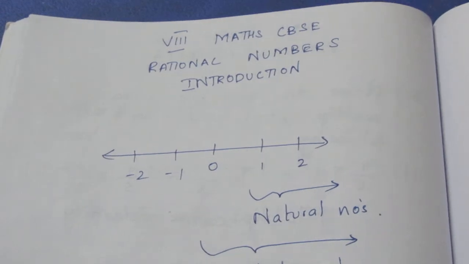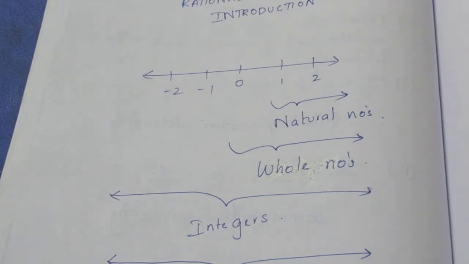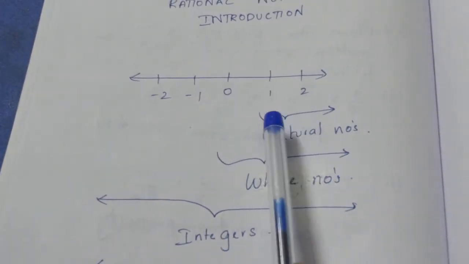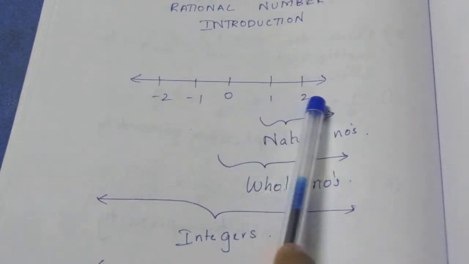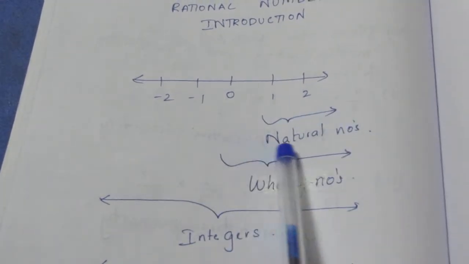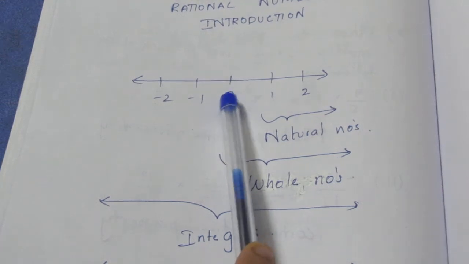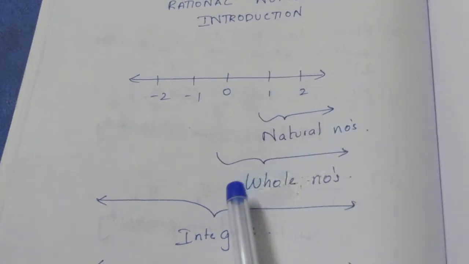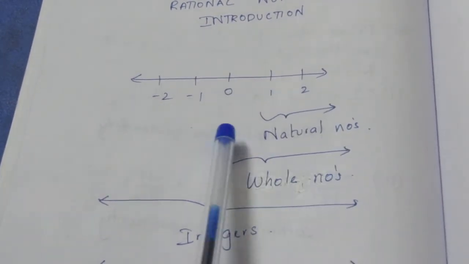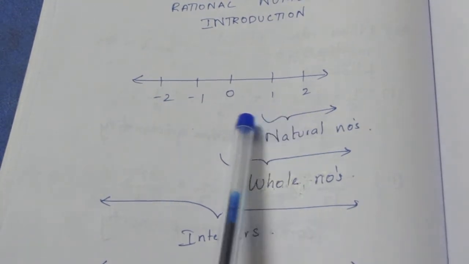Before that, let me teach you what is natural number, whole number, integers here. Though you know better, I'll teach you again for a refreshment. Now 1, 2, 3, 4 goes on till infinity. It is called the natural numbers. The natural numbers plus 0, that is 0, 1, 2, 3, 4, if it goes on, it is called a whole number.